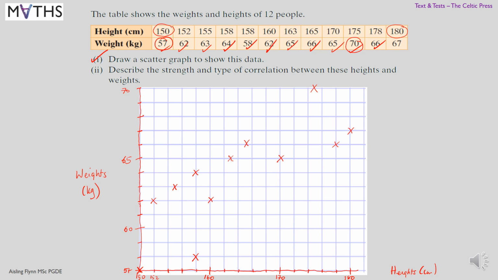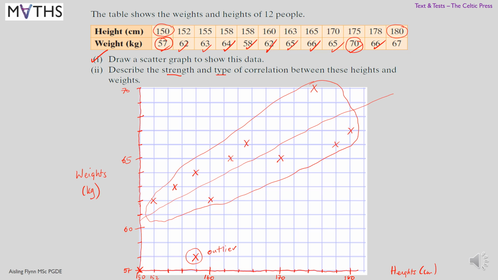Now, next we're asked to describe the strength and the type of correlation between these heights and weights. Okay, so looking at it, I can see a definite upward trend of as the height increases, so does the weight. I'm going to call this person down here an outlier. Okay, they're very different from the norm, and I can enclose my data in a shape like this. Okay, it's quite spread out, but I can imagine a linear pattern there.